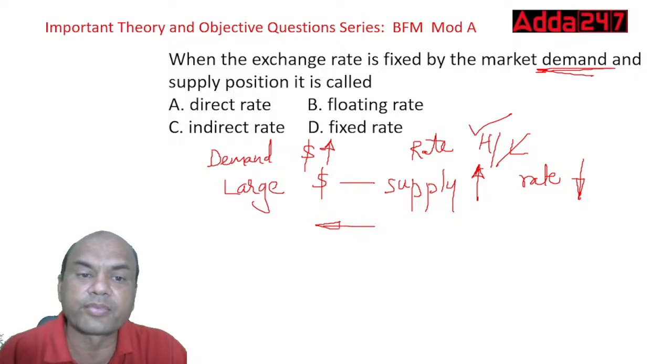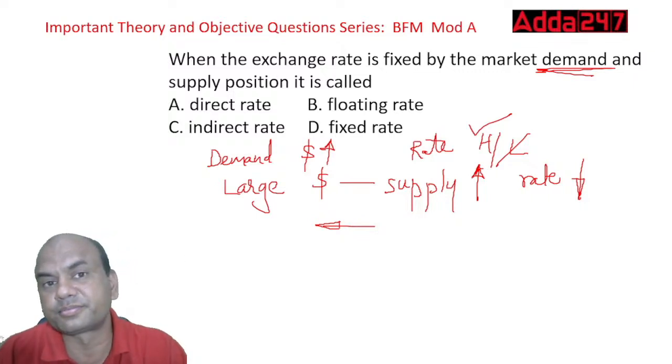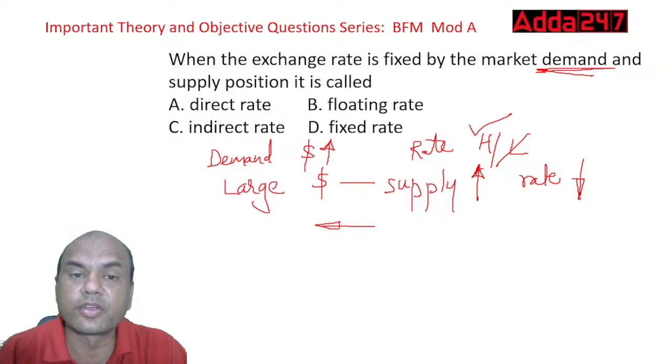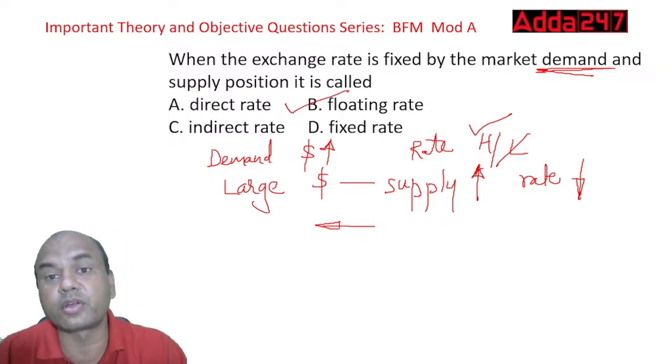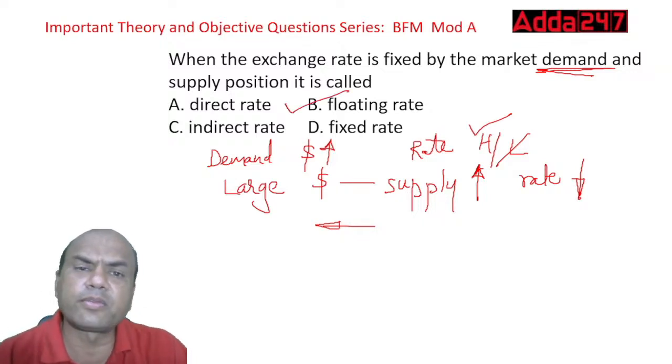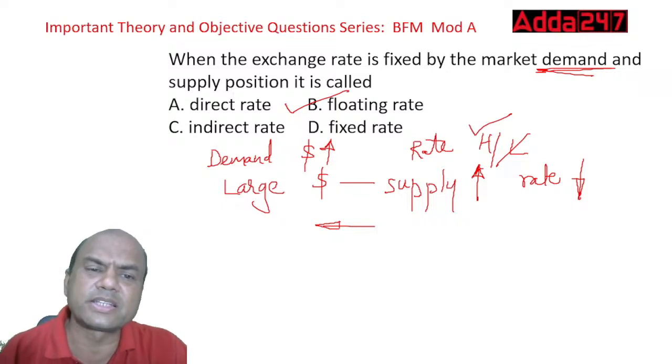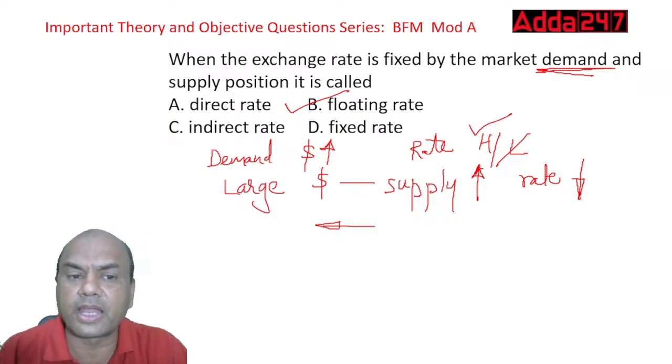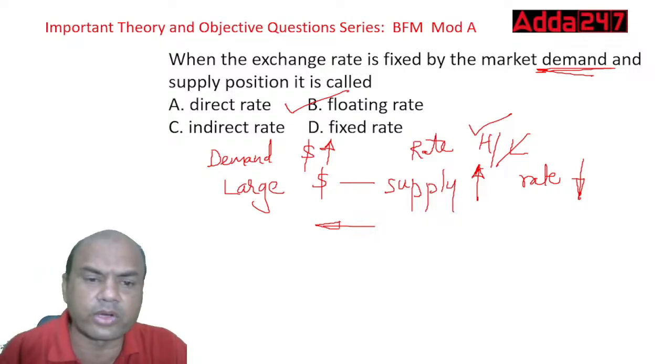Direct, floating, indirect or fixed rate. It is called as floating rate. Remember, fixed and floating are the two main rates. What is direct and indirect? Direct and indirect rates are also there. What do we use in India?